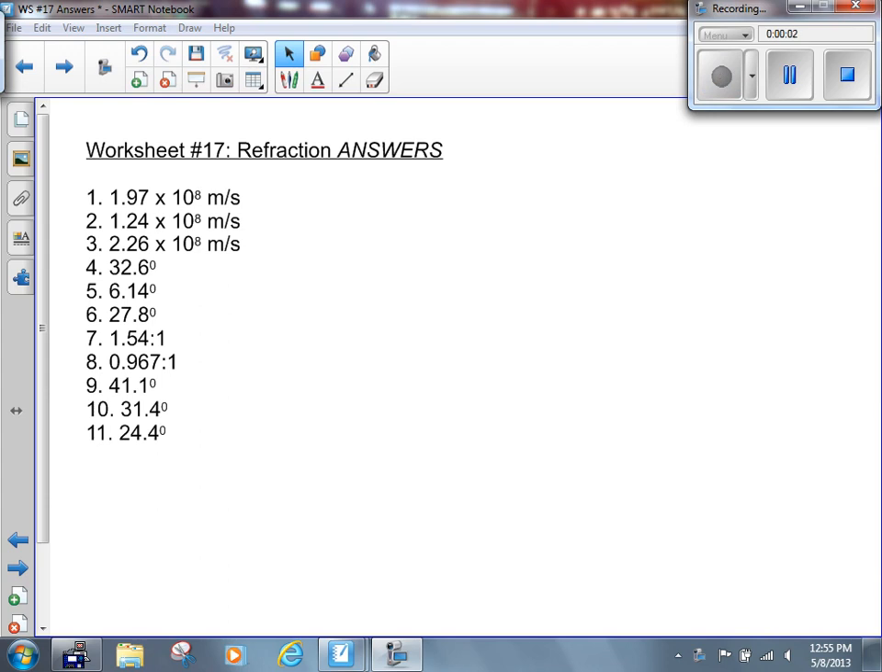The homework that we want to check over from last night is worksheet number 17, refraction. The answers are up on the board there. Okay, take a look at those answers and make sure that you've got the right answers, or at least you know which ones you have the wrong answers for.